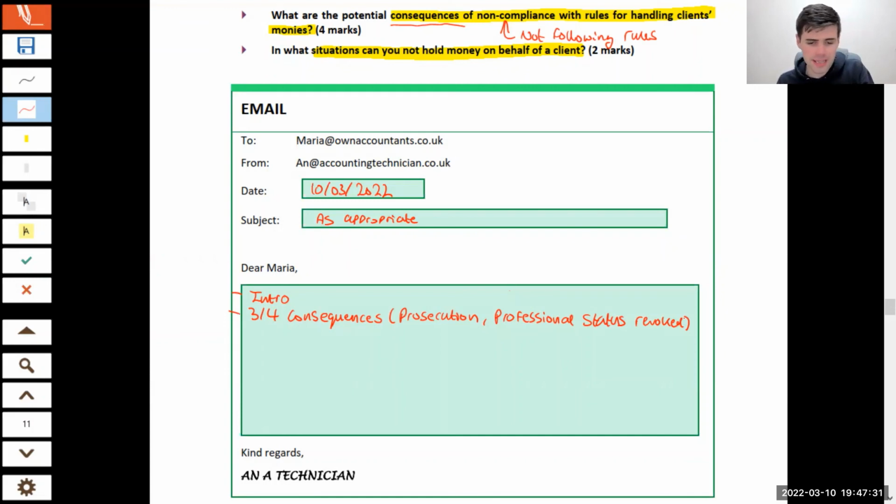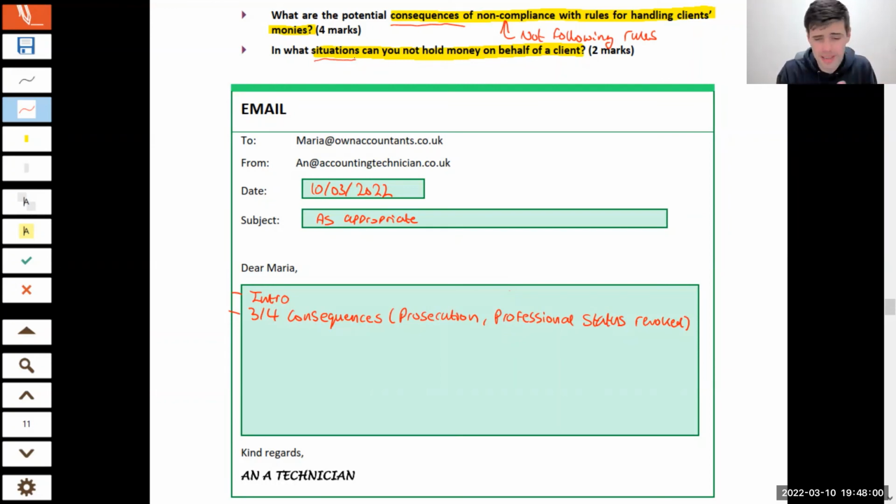And then for the next little bit, in what situations can you not hold money on behalf of a client? There's 2 marks available for this. You've done an introduction, you don't need to do another one. That is perhaps something we need to point out, okay? There's 2 marks here. So again, look what the question's saying. In what situations? It's asking for more than 1.